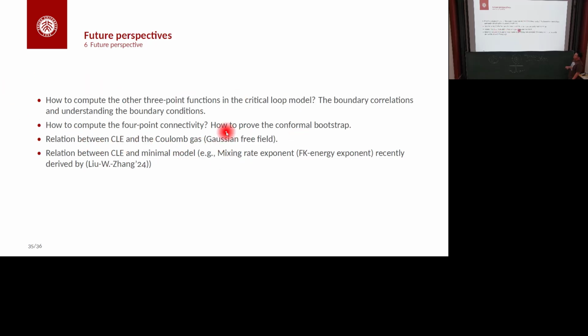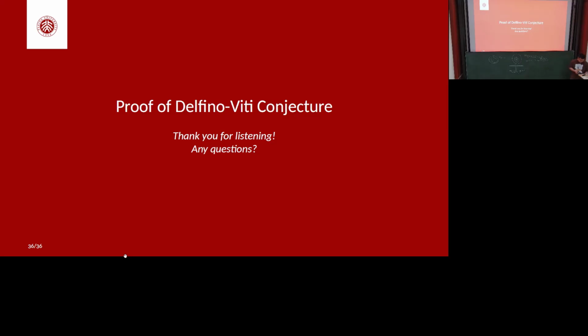And another very interesting question, which I think has been asked many times during the last few years, is what is the exact relation of the conformal loop ensemble and the Coulomb gas. For example, can you use our result to get some explicit formula like the imaginary GMC moment or some Laplace transform of the imaginary GMC? Finally, I want to mention there could be some potential relation between the CLE and the minimal model. For example, in our recent work with Nolin and Zhang, we computed something called the mixing rate exponent, known as the FK energy exponent, using the CLE exploration method. Okay, I will stop my talk here.